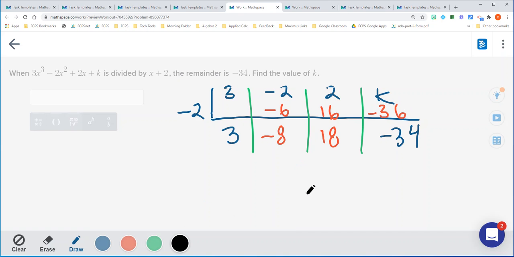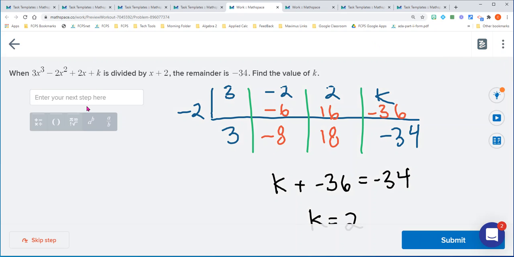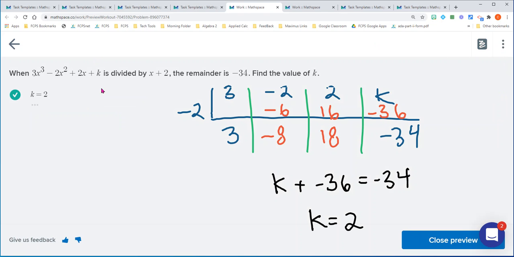Okay, so what is the result? It says that K plus negative 36 is negative 34. So I'm going to add 36 to both sides. K equals 2. Let's see if that works. Now, K equals 2. Perfect.